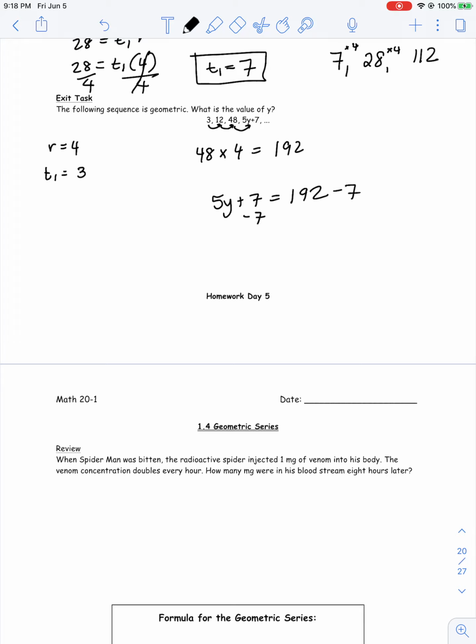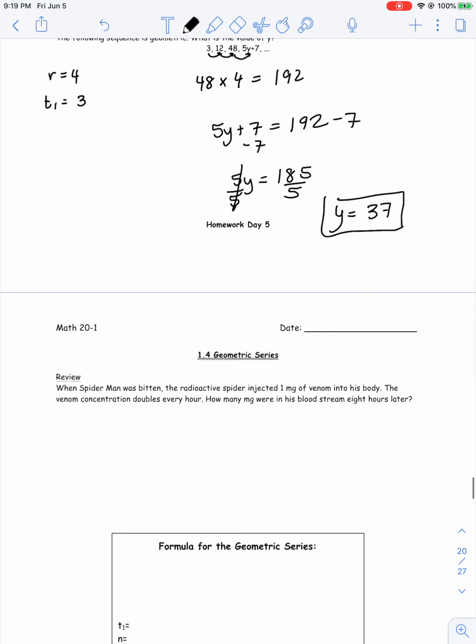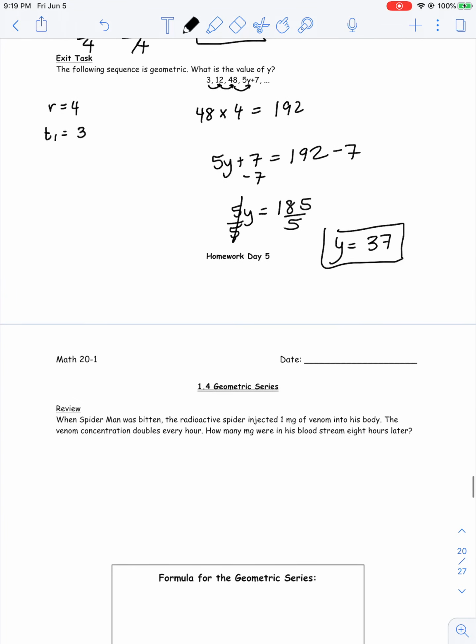So I'm going to then subtract 7 on both sides, and I get that 5y equals 185. And lastly, I'll divide by 5 to solve for y. And you should get that y is equal to 37. Okay, so that is your lesson 1.3 and 1.3a.